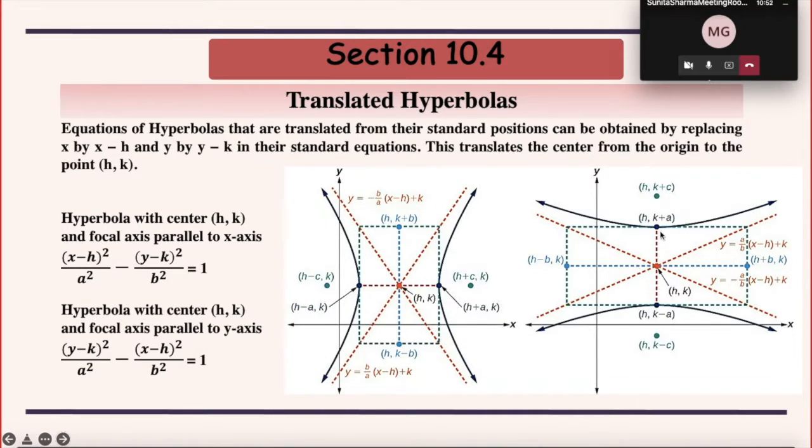So if your focal axis is vertical, then this is the equation. In the first case, parallel to the x-axis, your x square term will have a positive sign and the y square term will have a negative sign. And when the focal axis is parallel to the y-axis, then your y square term is going to have a positive sign and the x square term has to have a negative sign. Okay, so are these equations clear?